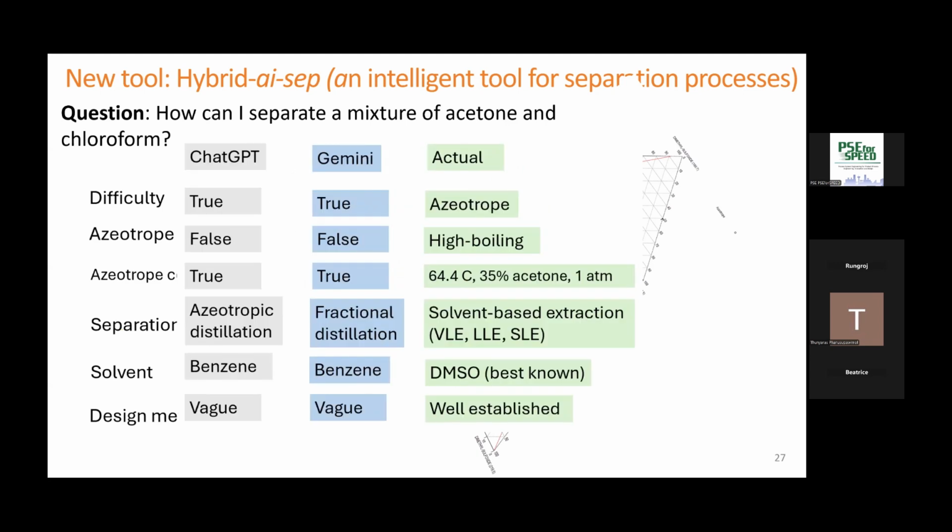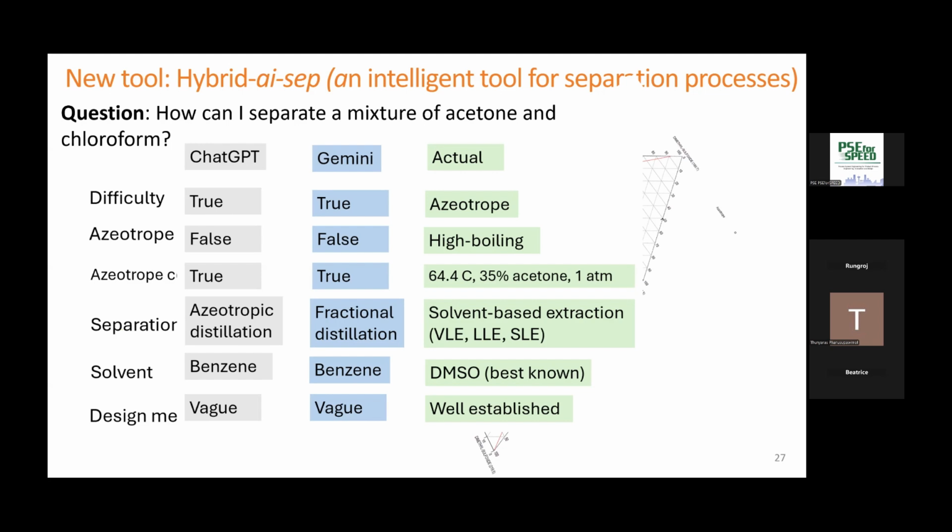ChatGPT, Gemini, you see in gray and blue, the problems. They all said it's difficult. They said it's azeotrope, but it's a high boiling azeotrope. They said it's a low boiling azeotrope. Maybe now, after a few trials, it has found out, and it will say now it is a high boiling azeotrope. The azeotrope point is given correctly, but ChatGPT says use azeotropic distillation.